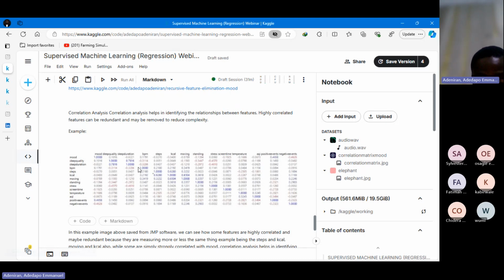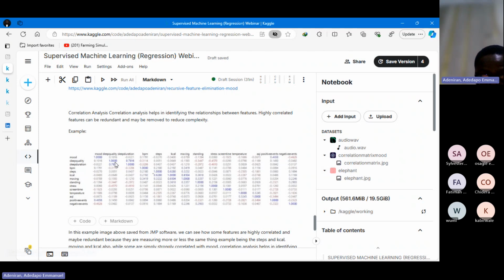That is, we are trying to see how those features are correlated to each other. If you notice that diagonally, all the correlation that you are seeing here is 1, 1, 1, 1, 1, 1, 1. And that is because the same features are perfectly correlated to each other. Negative event is perfectly correlated to negative events. That's why it has a correlation of 1. Mood has a perfectly positive correlation with mood. That's why it has a score of 1.